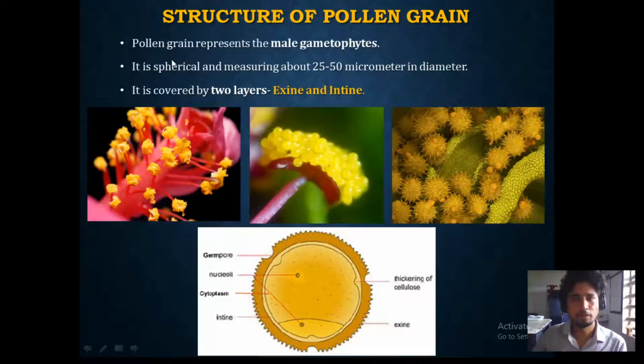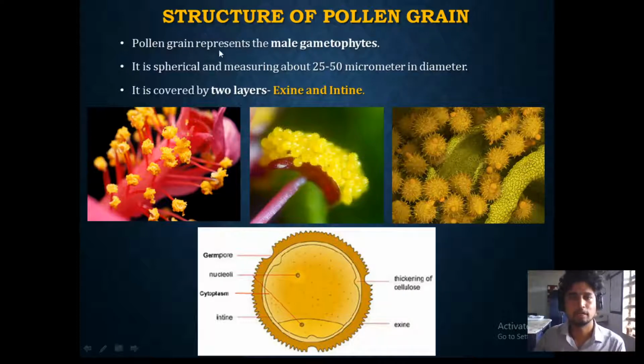Coming to the structure of pollen grain, once the anther is ruptured, you can see pollen grain coming out from the anther like this, and it looks like yellow dust. If you look closely, they look like this. Even in our microscope here, the pollen grain looks like this. It is spiny outside. We are going to study the structure of this pollen grain again.